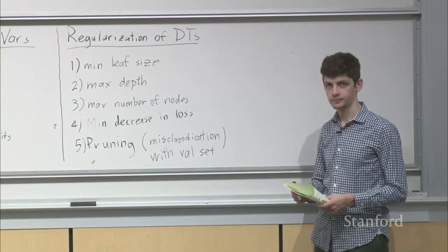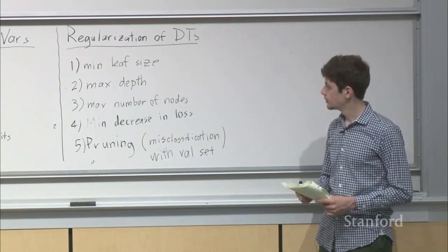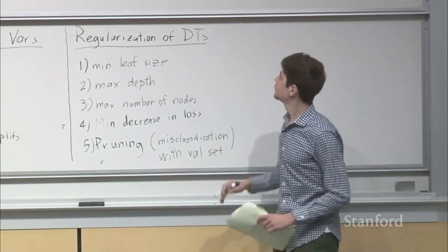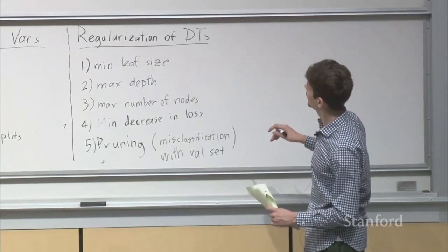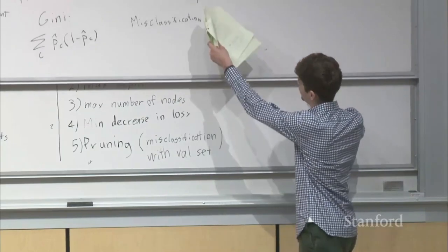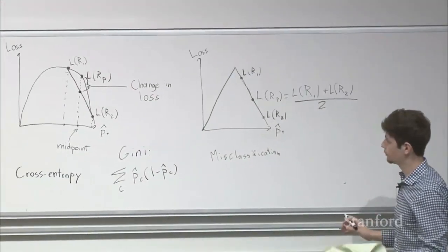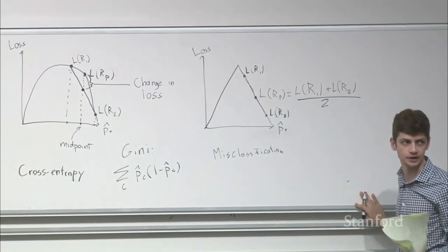Any questions? Yep. The minimum decrease in loss? So, yeah, of course. You'll recall that before I was talking about this loss of R parent versus loss of R1 plus loss of R2, right? When I had written out a maximization, basically.